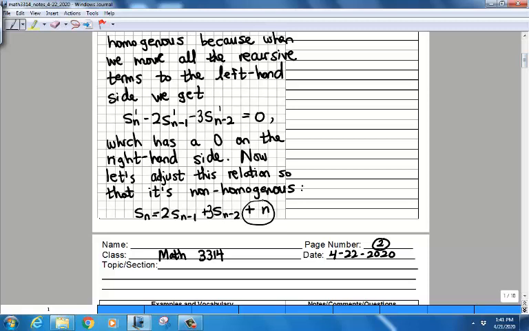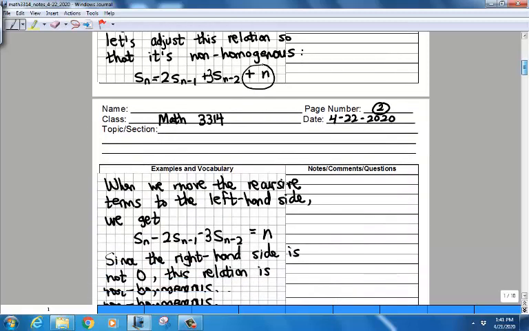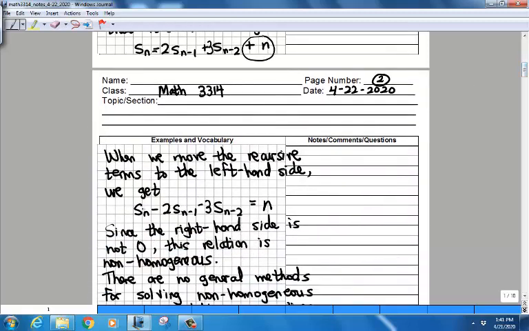So when you take this recurrence relation, very similar to the last one, and pull the recursive terms to the left-hand side, you get this equation: S sub n minus 2 S sub n minus 1 minus 3 S sub n minus 2 equals n. That is not 0 on the right-hand side anymore. So this recurrence relation is now non-homogeneous. And what we want to talk about today is how we can solve this recurrence relation.